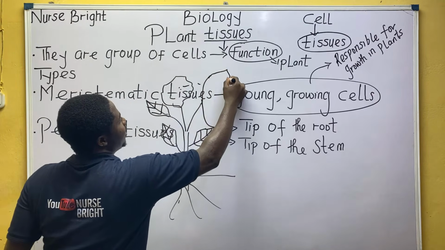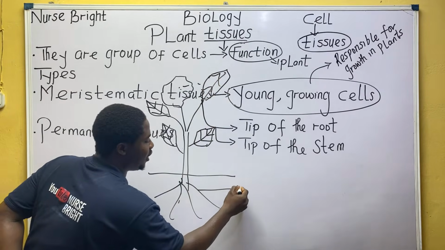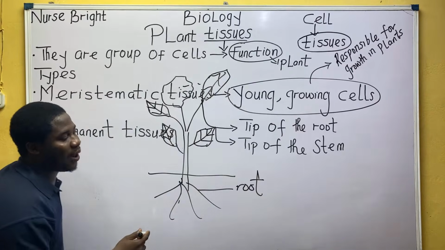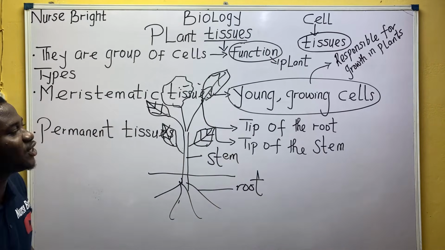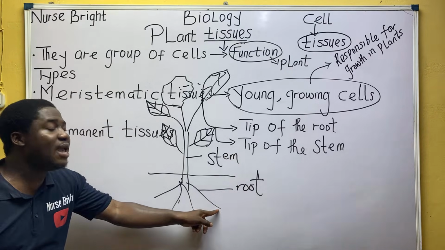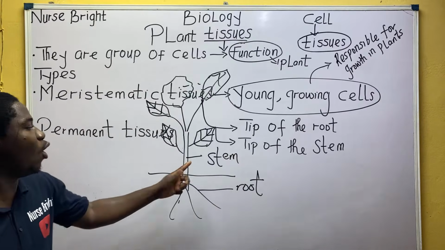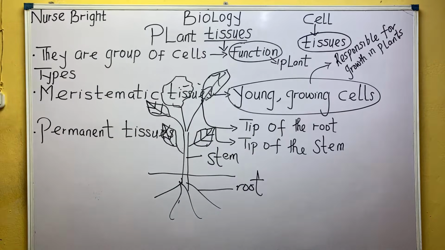Same applies here. So everybody, this label here is the root of a plant, whereby this is the stem of a plant. So what did I just say? The meristematic tissues are found in the tip of the root of a plant or the stem of a plant. Are you guys following me?